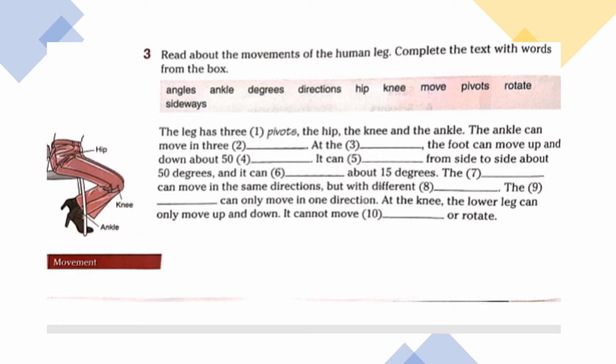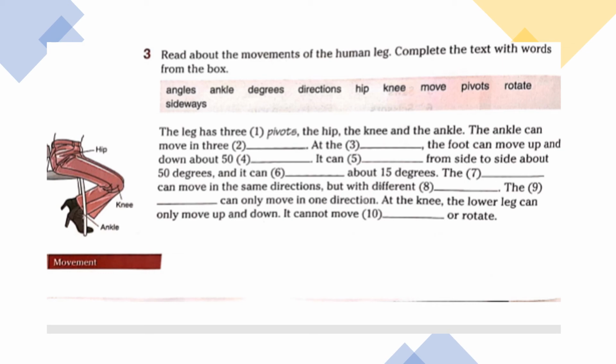Directions, hip, it's one of the joints. Knee, it's another joint or pivot. Move, pivots, مفاصل. Rotate, sideways. Let's read the text quickly. The leg has 3 pivots, so number 1 is answered. The hip, the knee, and the ankle. The ankle can move in 3 directions.